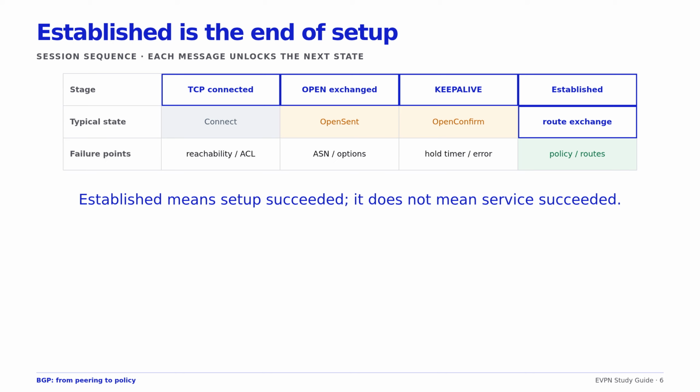A notification reports a protocol error and normally closes the session. This sequence gives a diagnostic map. Connect or active points downward to reachability and TCP. Open sent points to peer parameters. Established permits route investigation, but proves no useful route by itself.